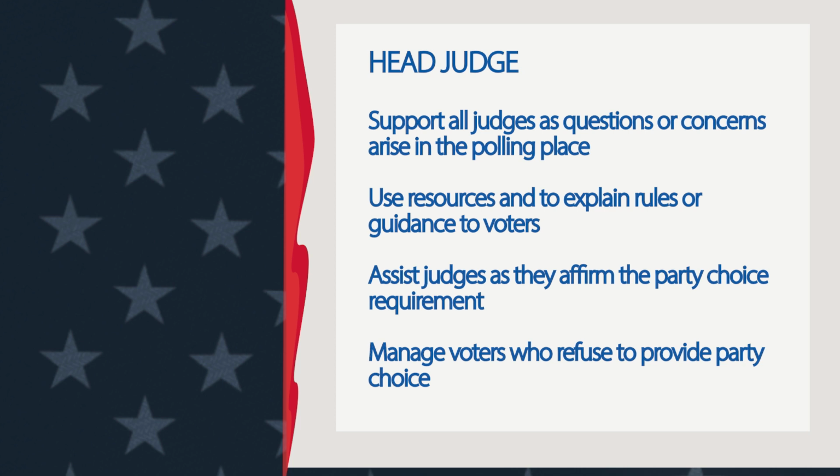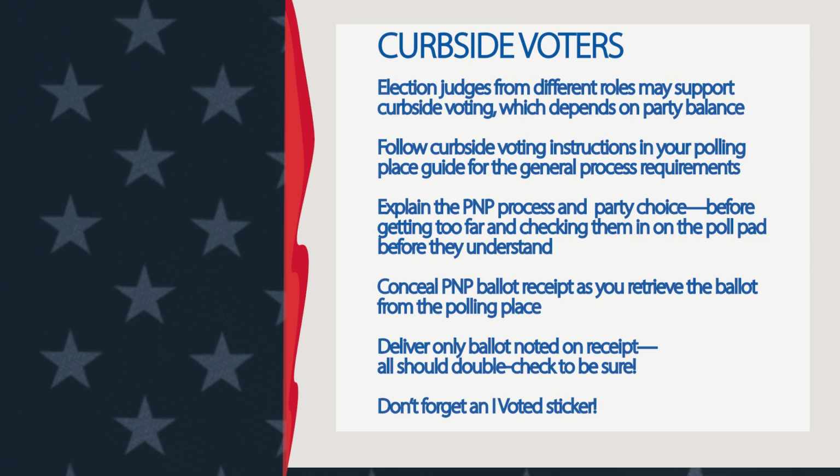A couple of other scenarios that may come up that a head judge may facilitate are curbside voters. Election judges from different roles may be supporting curbside voting, which depends on political party balance. To administer curbside voting, follow the curbside voting instructions in your polling place guide for the general process requirements. For the PNP, we'll want to explain the party choice requirement before getting too far and checking a voter in on the poll pad if they don't understand.